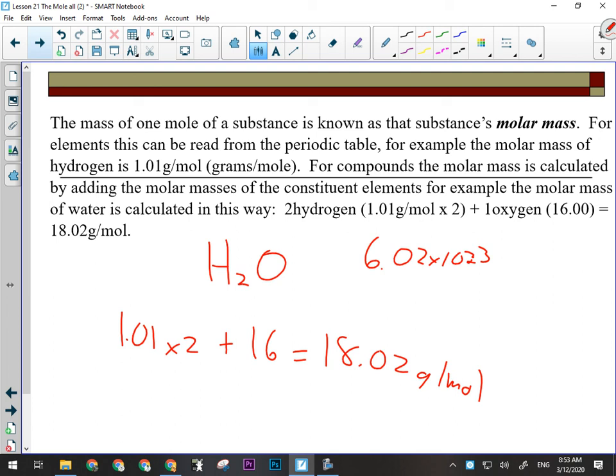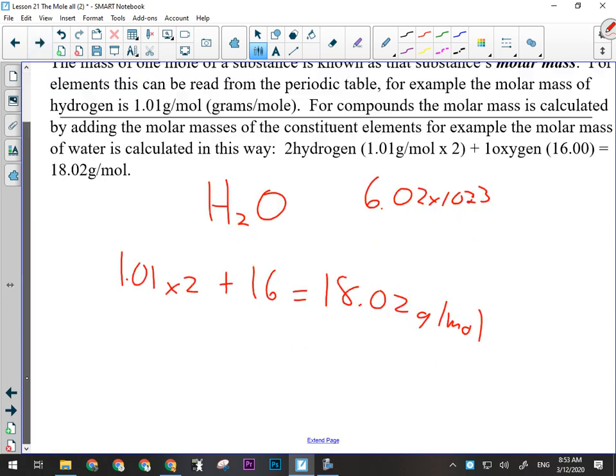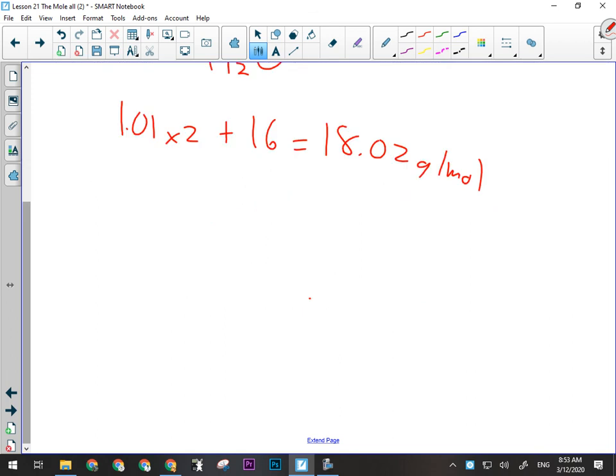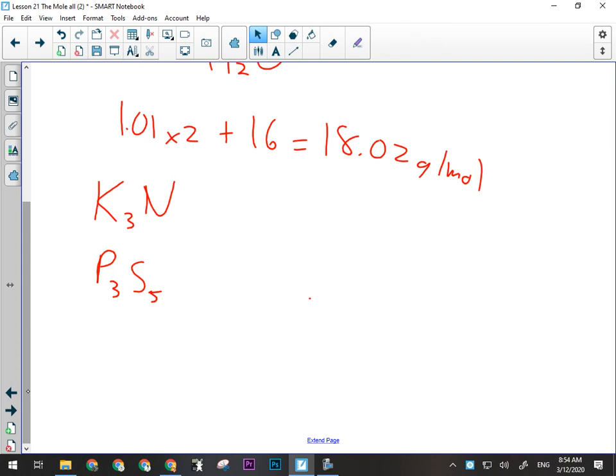All right, is that making sense? How we would calculate the molar mass of different compounds? We'll try a couple here. I'll just make up a few, and see if you guys can take out your periodic tables and figure these ones out. Okay, try those 2.